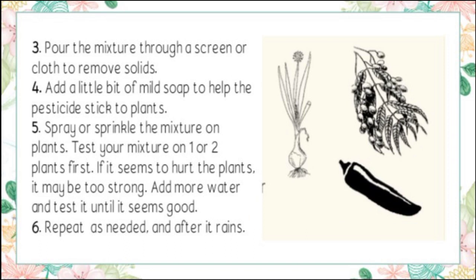Next, pour the mixture through a screen or cloth to remove solids, and add a little bit of mild soap to help the pesticide stick to plants. Sprinkle the mixture on plants, and test your mixture on one plant first. If it seems to hurt the plant, it may be too strong, so add more water and test it until it seems good. Repeat as needed and after it rains.